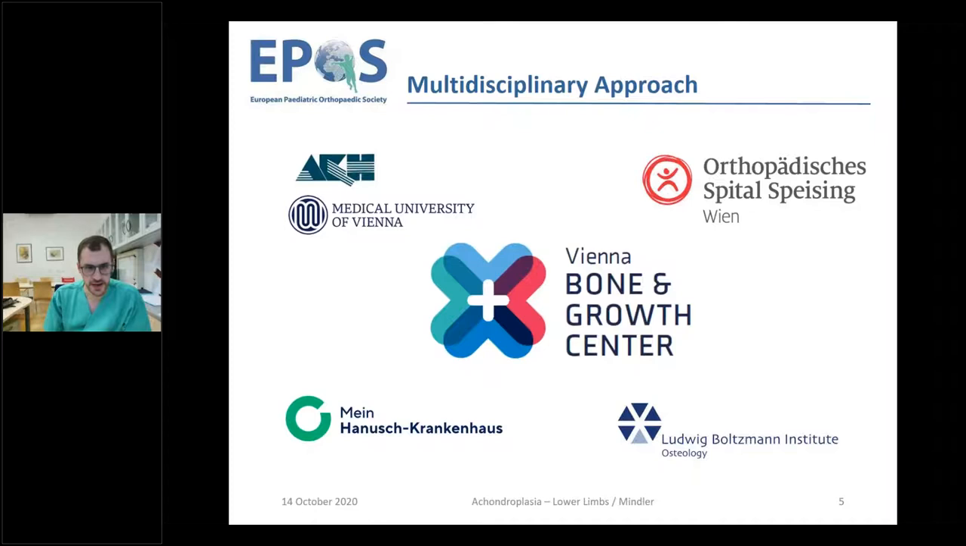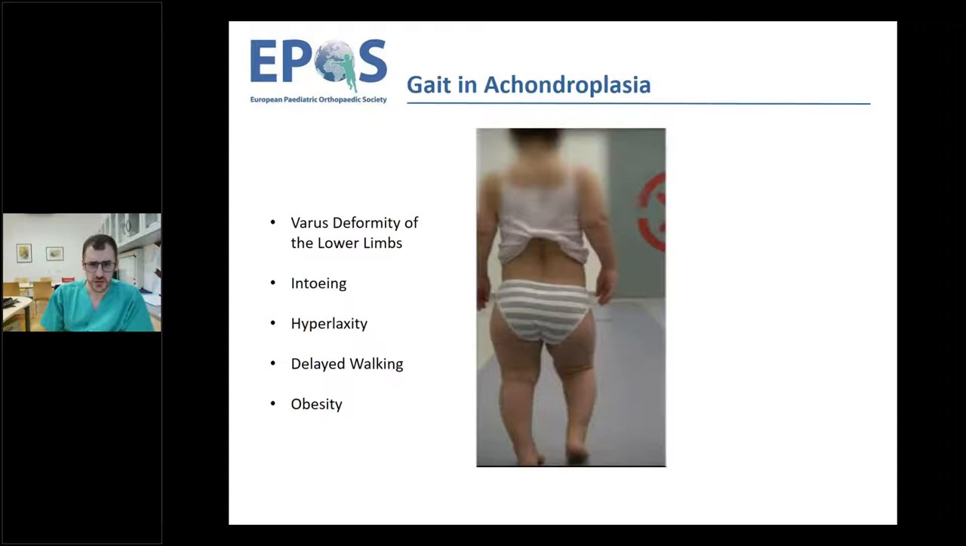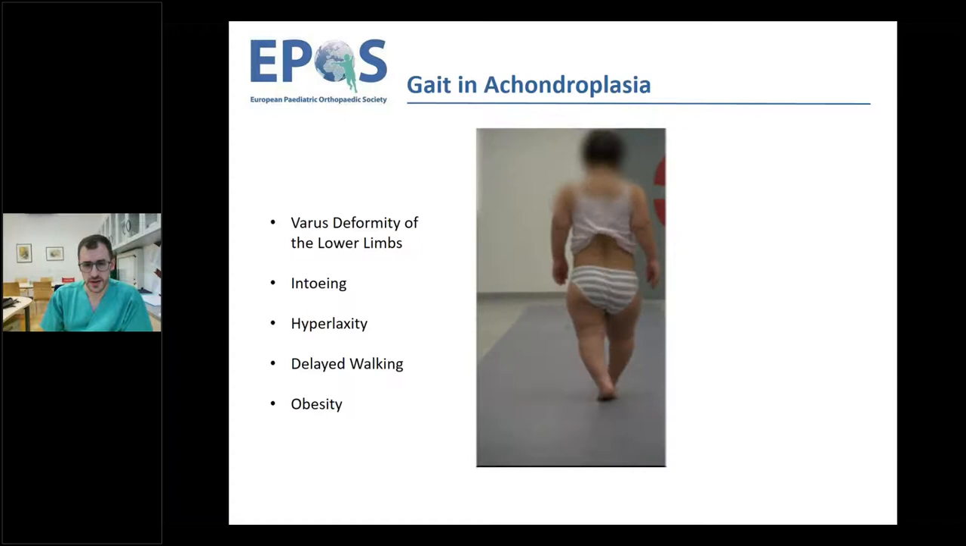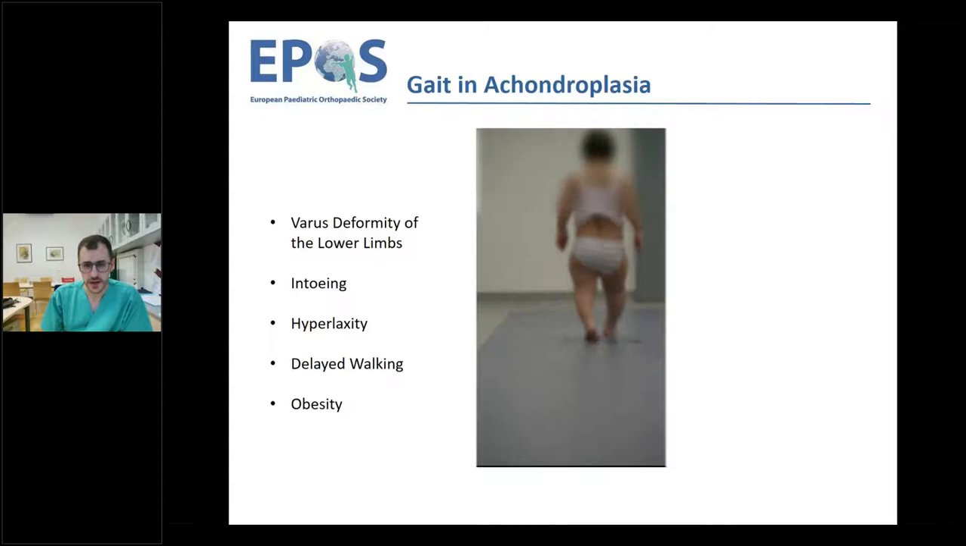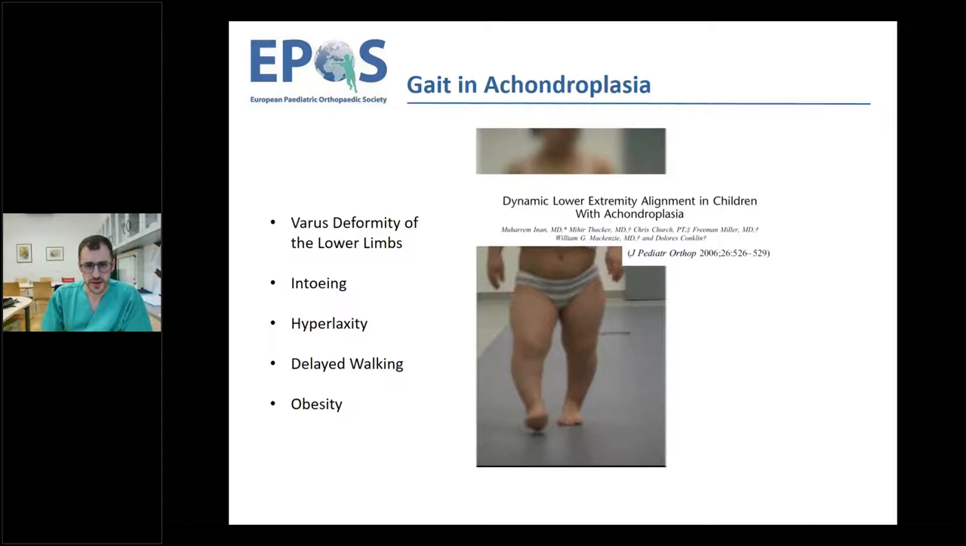I want to talk about gait and lower limb deformity. We'll talk about the hip. I will focus on the knee, and we will see some examples for deformity correction. So the gait in achondroplasia often already shows the most important part of deformity in the lower limbs. So we often see varus deformity of the legs. We see intoeing with an internal foot progression angle. These disease-specific changes have been reported in children as well as in adults.